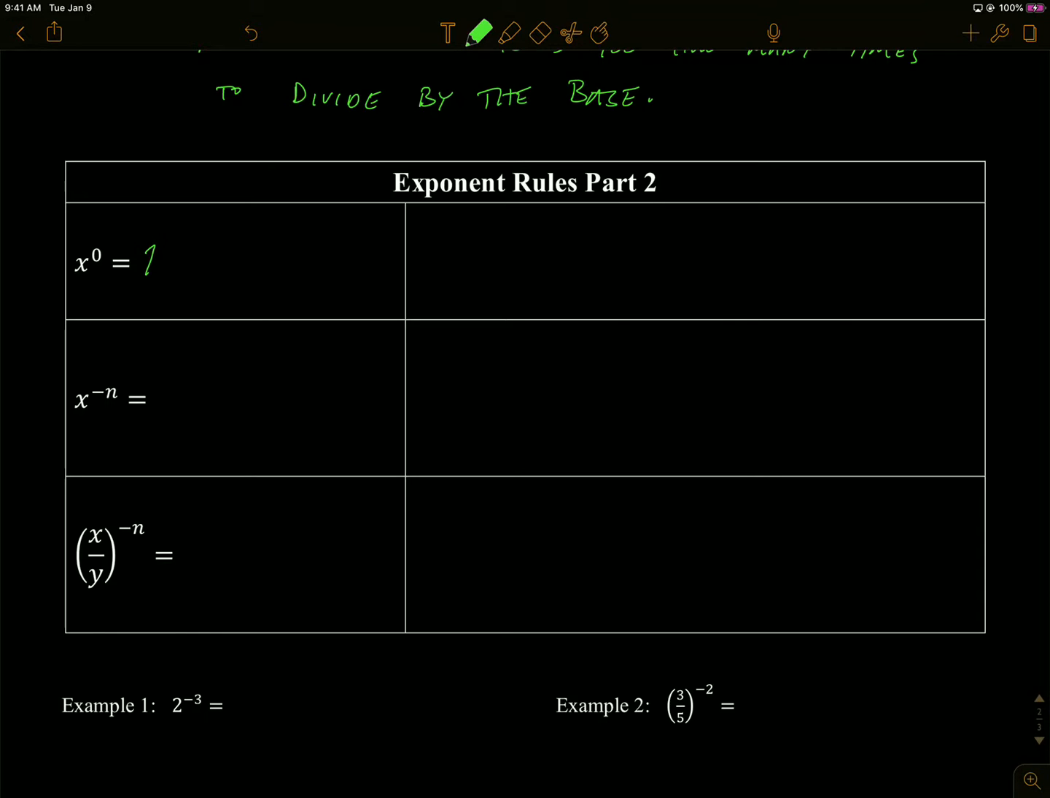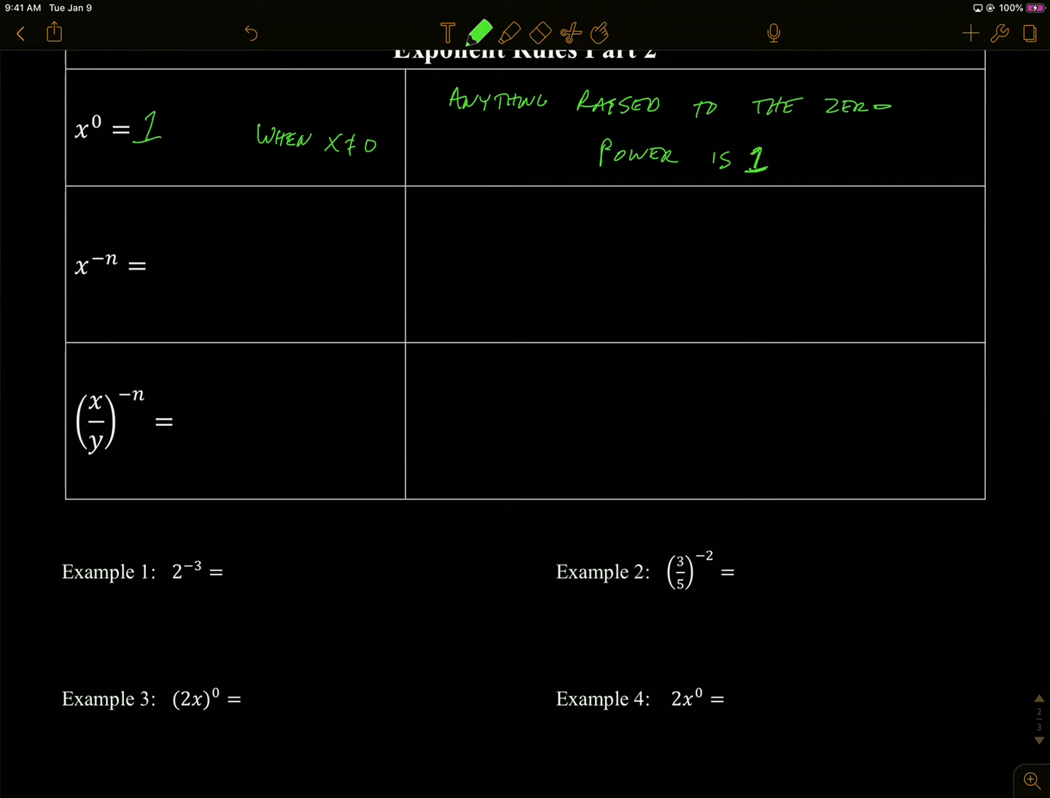X to the 0, or any base to the 0, is always equal to 1, as long as x is also not 0 itself. So anything raised to the 0 power is 1. Okay, x to the negative n, that means 1 over x to the n.